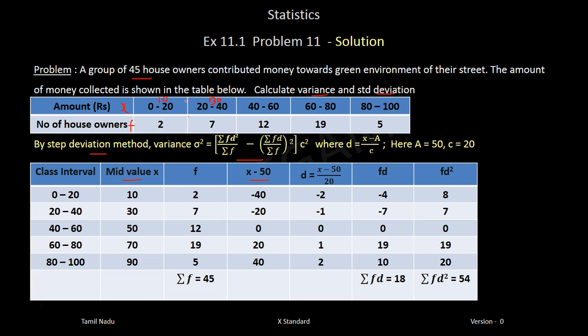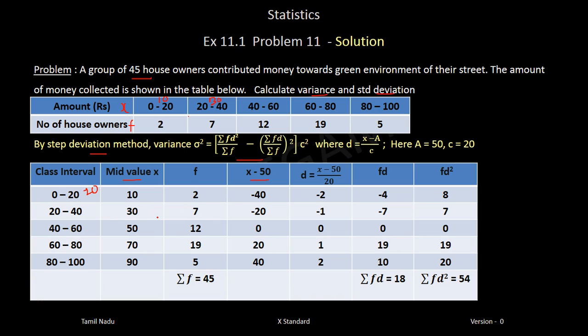So the mid value, as I told you, comes from the difference. 20 minus 0 is 20, and half of 20 is 10. So that needs to be added to all of these. So 0 plus 10, 10, 20 plus 10, 30. So that's how you get the mid value.